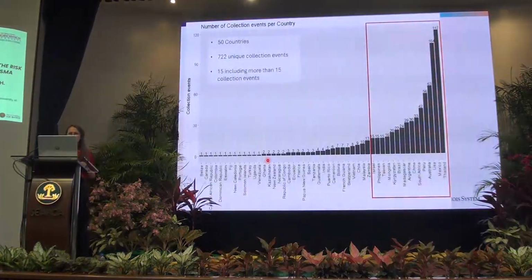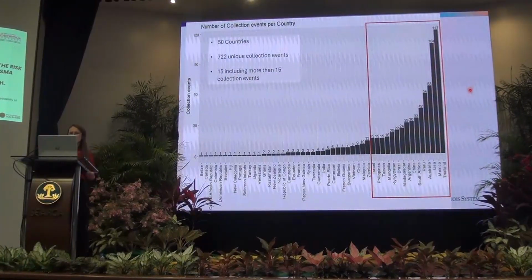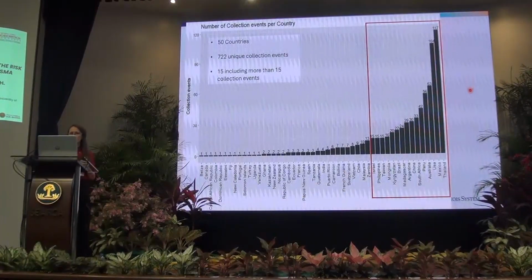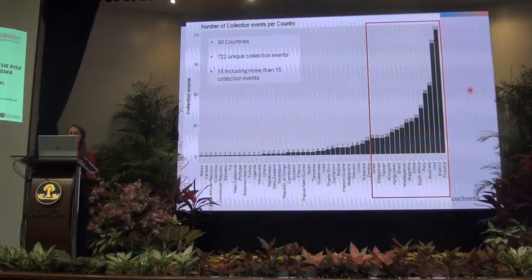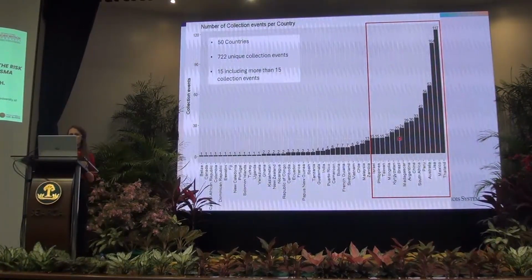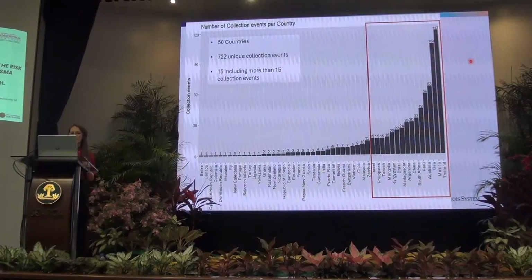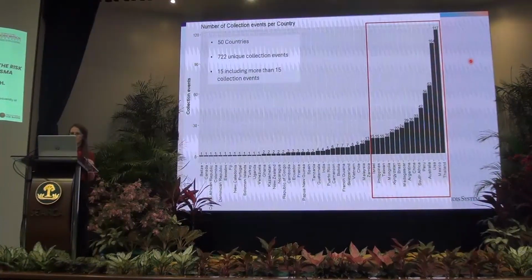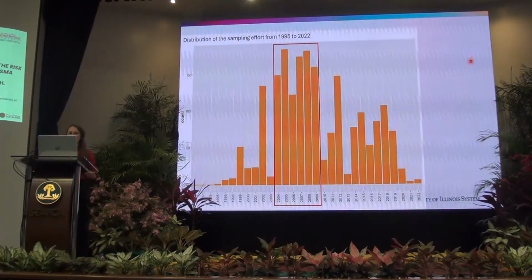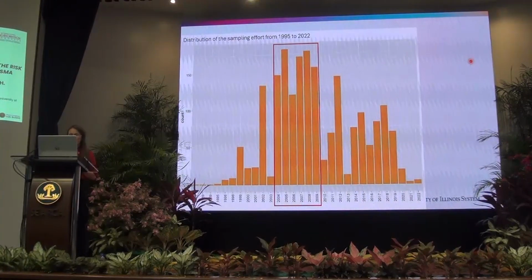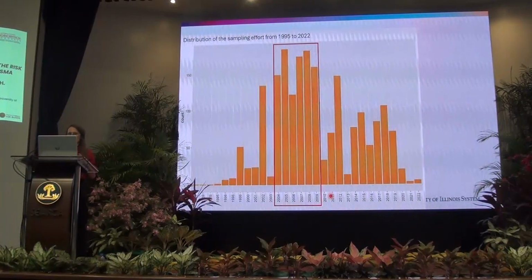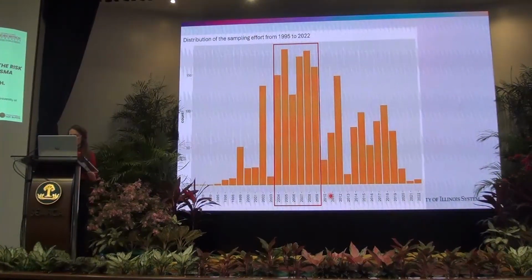So here is some summary of the data, just to let you know what we have. The collecting events are spread through 50 countries. We have 722 unique collecting events, and you see here more than 15 collecting events. And in here you have the distribution of the sampling efforts since 1995, and there are some years where the effort was greater for some reason, from 2002 to 2009.